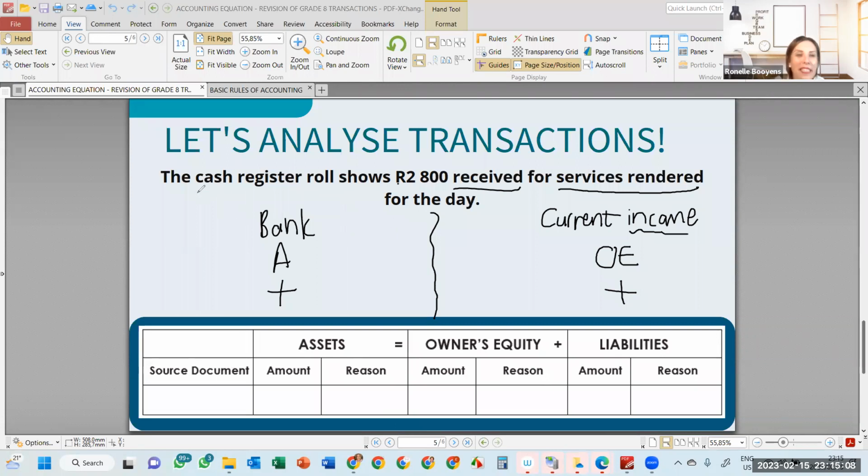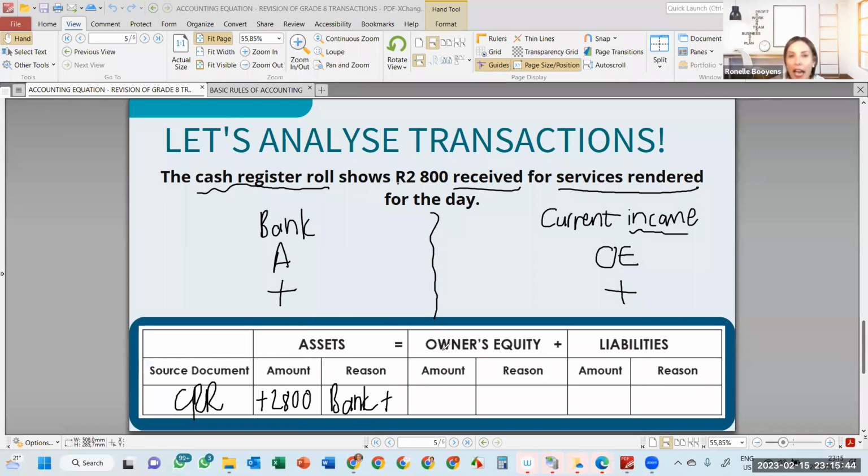So our source document is the cash register roll. That shows us that these transactions have taken place, and therefore your source document will be your cash register roll. Did anything happen to assets in our business? Were any assets affected by this transaction? Yes, we have bank here, which is an asset. The money in our business's bank account increased with 2,800 Rand, and therefore the asset element in our business increased.